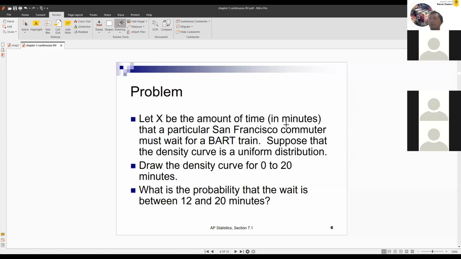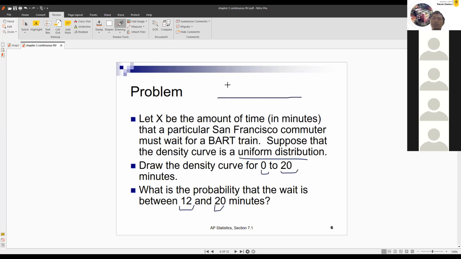No questions. Okay. So let X be the amount of time in minutes that a particular San Francisco commuter must wait for a BART train. Suppose that the density curve is a uniform distribution. Draw the density curve for 0 until 20 minutes. What is the probability that the wait is between 12 until 20 minutes?